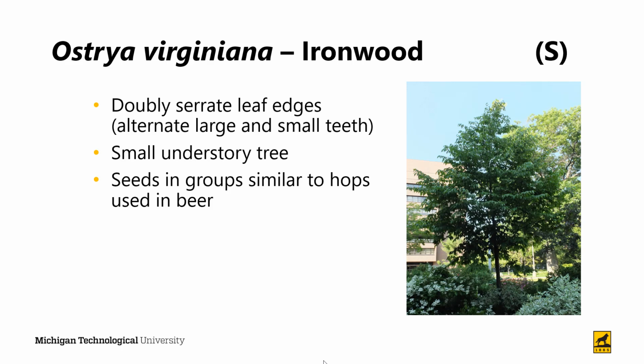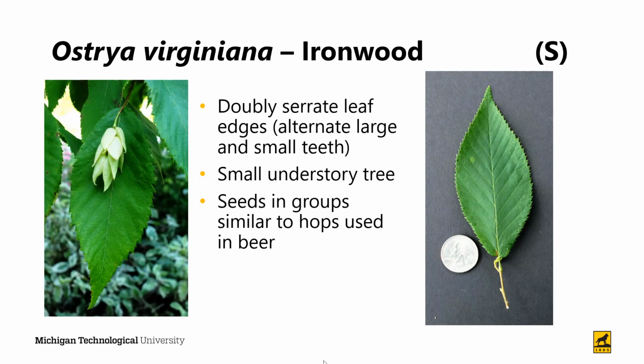A bit further north, next to the east side of the library, is Ostrya virginiana, a small tree known locally as ironwood, but also called hop hornbeam. It's a native tree that can be found in the UP forests. It has leaves a little bit like elm leaves, alternately arranged with doubly serrated edges. It gets the common name hop hornbeam from the shape of the seed clusters that look like the hops used in beers.